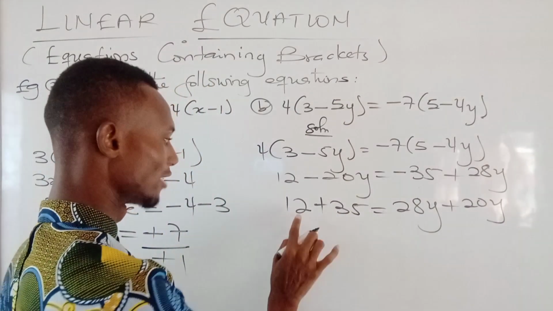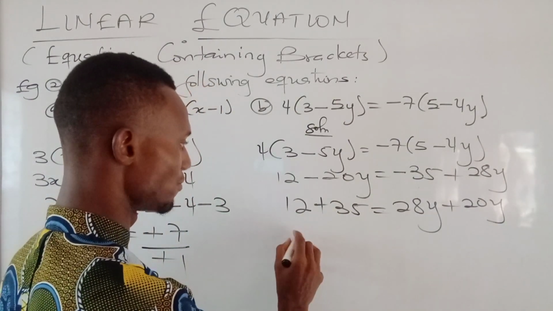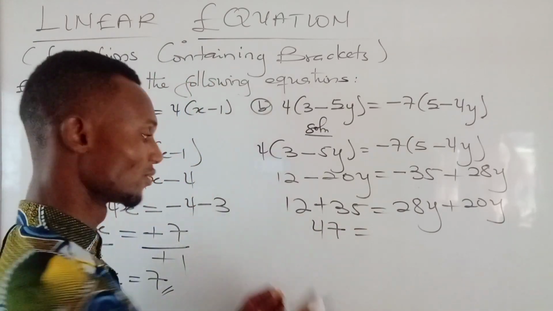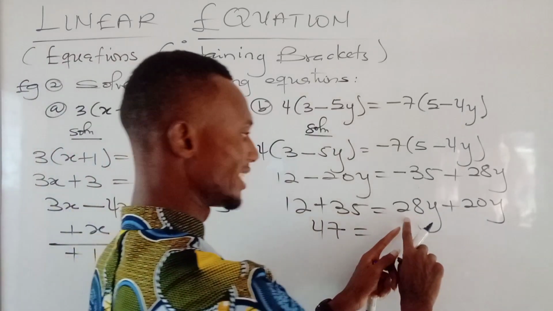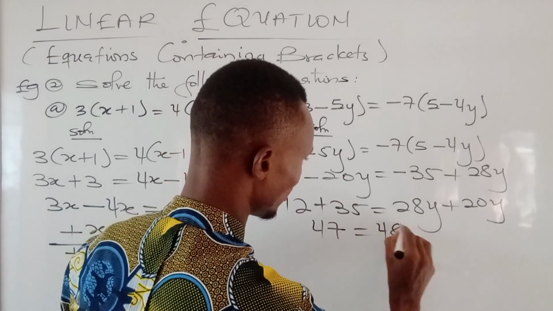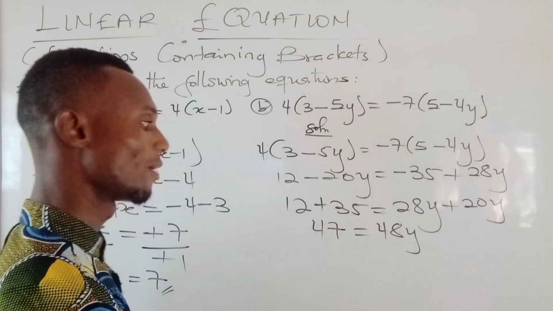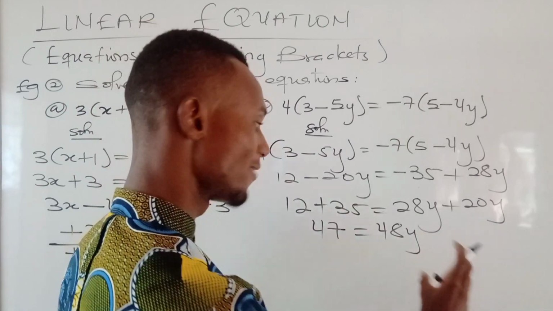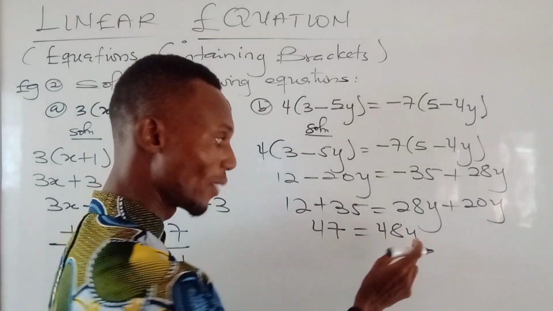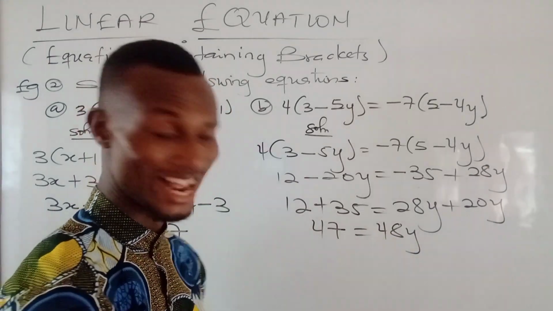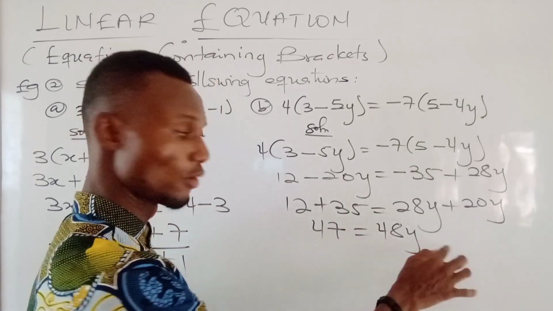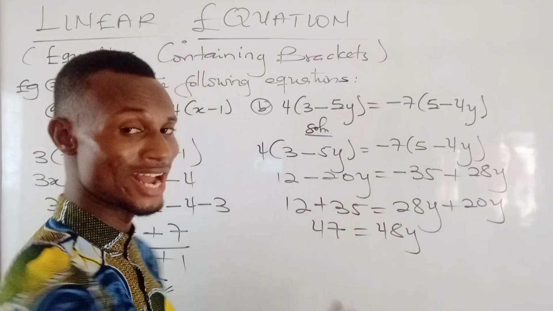Now let's simplify further. 12 plus the 35 will give me 47. So 47 equals, please hope you agree with me, 12 plus 35, 47, and 28y plus 20y will give me 48y. Now, how do I get my y? I divide through by the coefficient of y. Because the 48 here and the y, they are multiplying, so the only way to get your y is to divide through by the coefficient of the y. And that is 48. The coefficient of the y here is 48, so I'll divide through by 48.